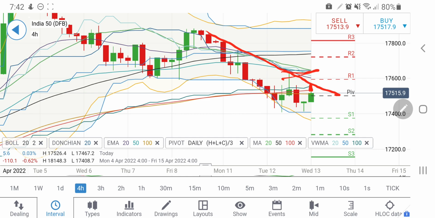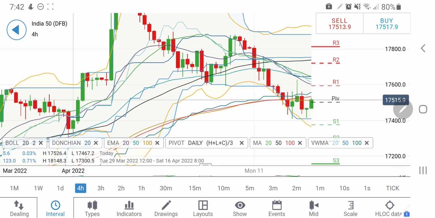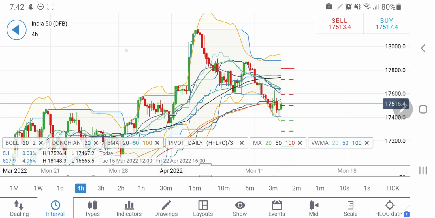Yes, with the support at 17,450, it may try to give you a rise. 17,600 is the next target. 17,650 is the next target. Beyond that, it may try to hit 17,700 also. This is kind of a minor reversal and retracement which is trying to begin.